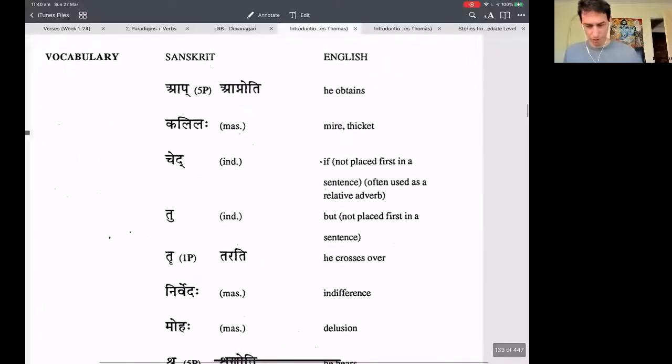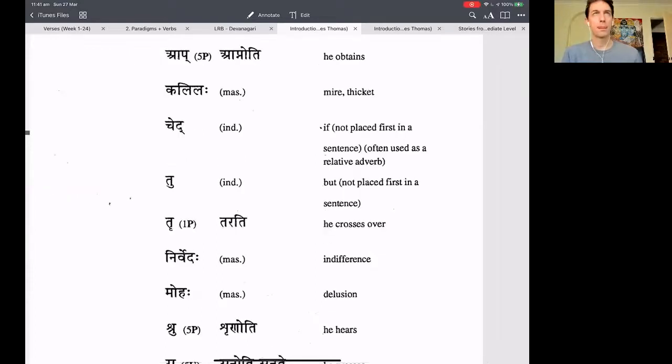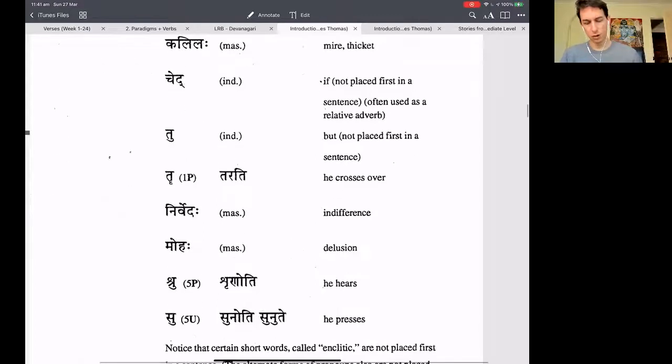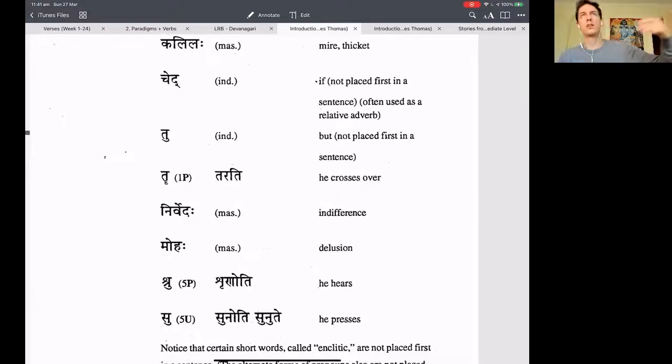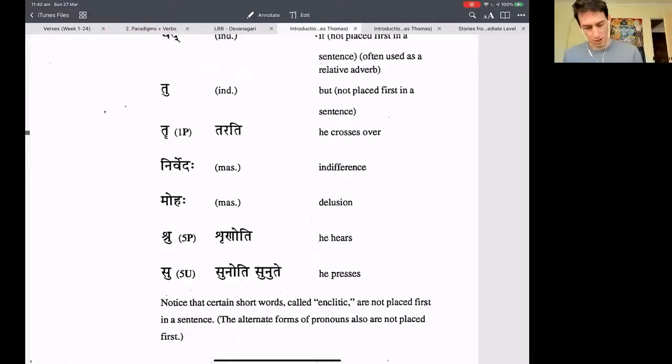Let's go to vocabulary once. Up, no, ti. He obtains. Kalilaha, mire or thicket, just like goo that you get stuck in, hard to get out of. Kalilaha can also be a confusion. Yat, if. Tu, but. Tr, tarati, he crosses over. He crosses the thicket, the mire of delusion.